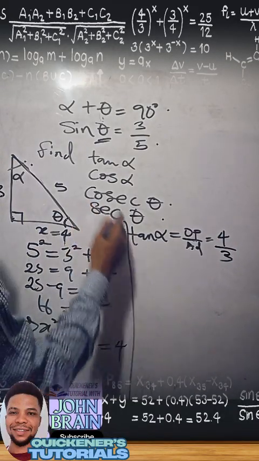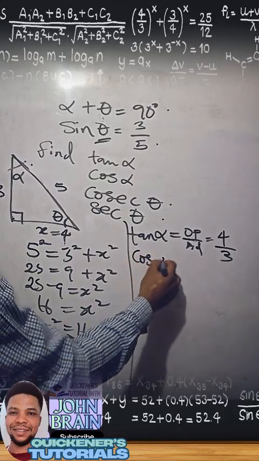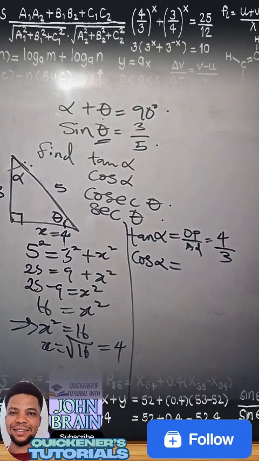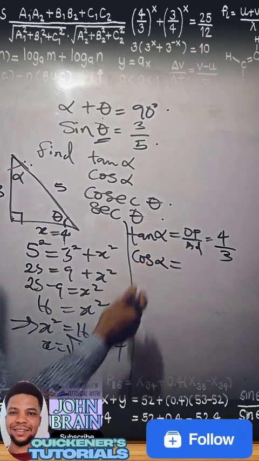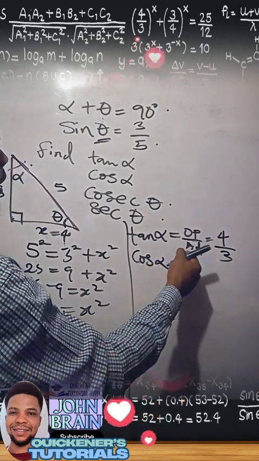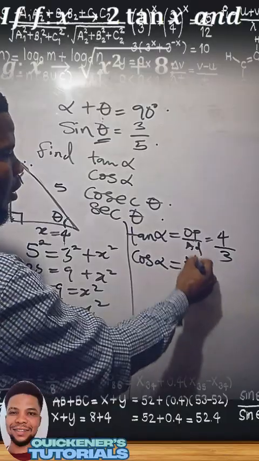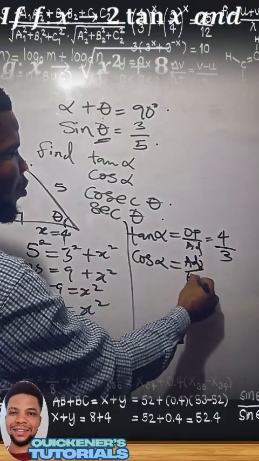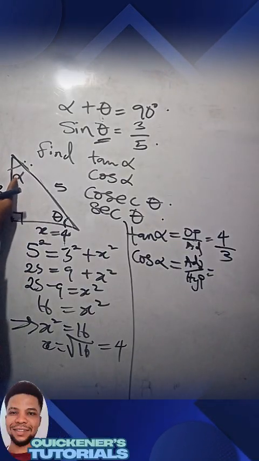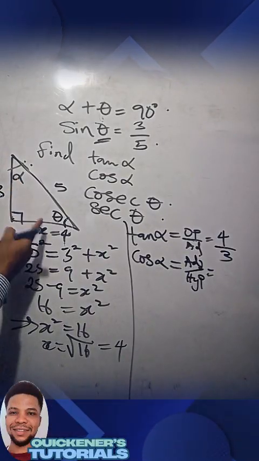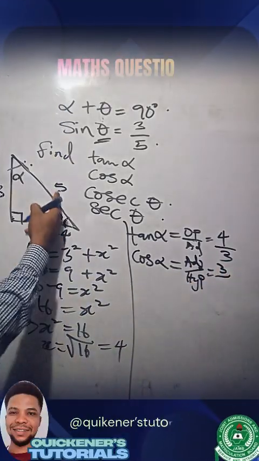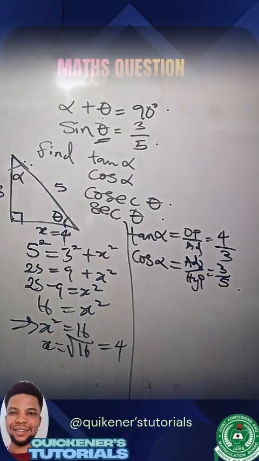So now cos alpha is what? Cos alpha is adjacent over hypotenuse. So what is adjacent to alpha? This is opposite to alpha, then this is adjacent to alpha. So that's 3 over the constant 5. Cos alpha is 3 over 5. Did you see that?